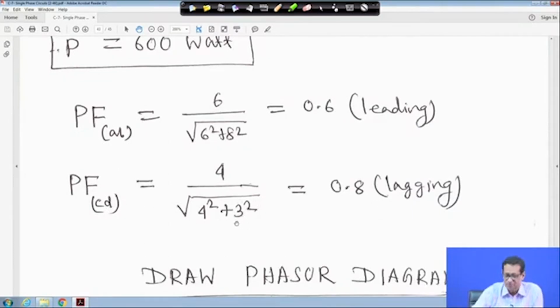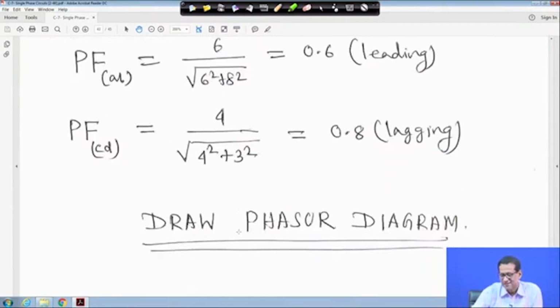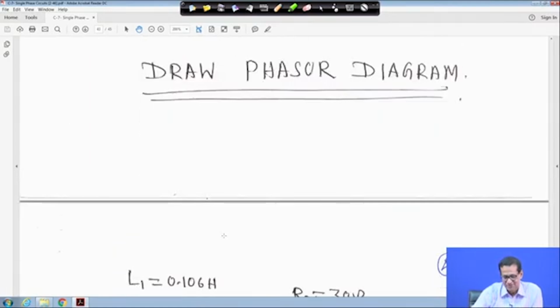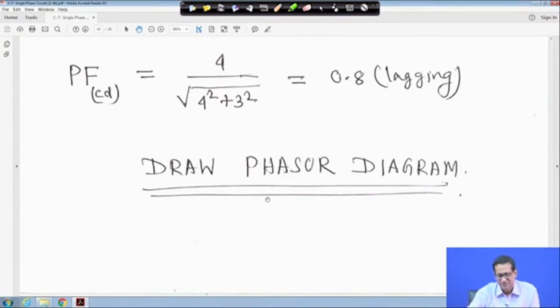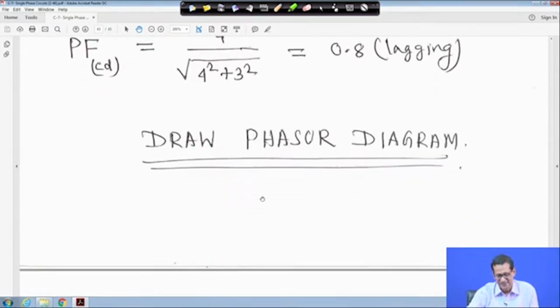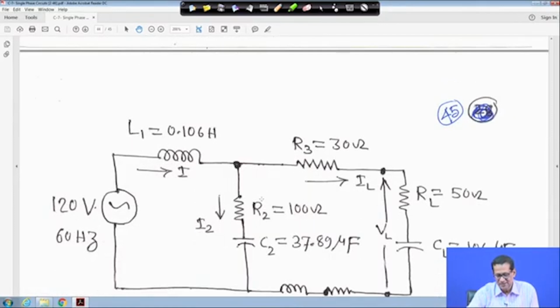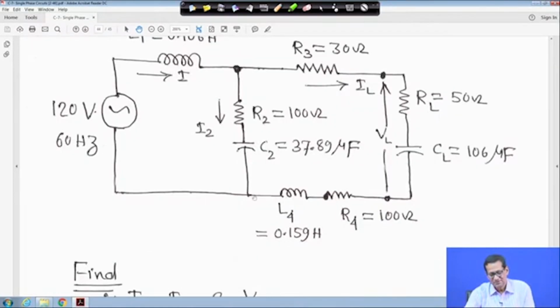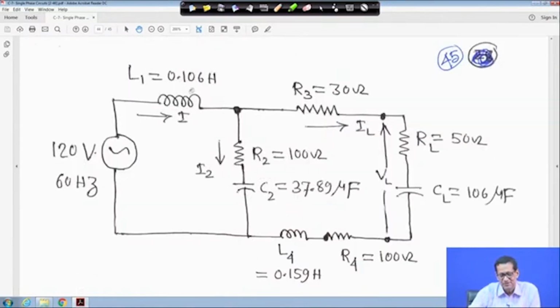This one you do on your own, and it is given that you draw the phasor diagram. Please draw the complete phasor diagram, I have not drawn it for you. This is the way; we have taken a few examples, and this will serve your purpose. Now here is another problem given to you.